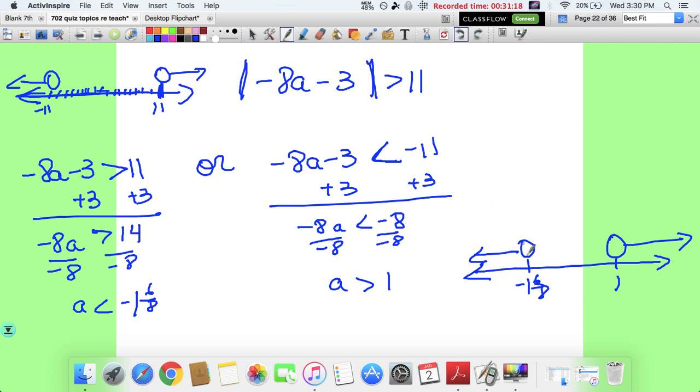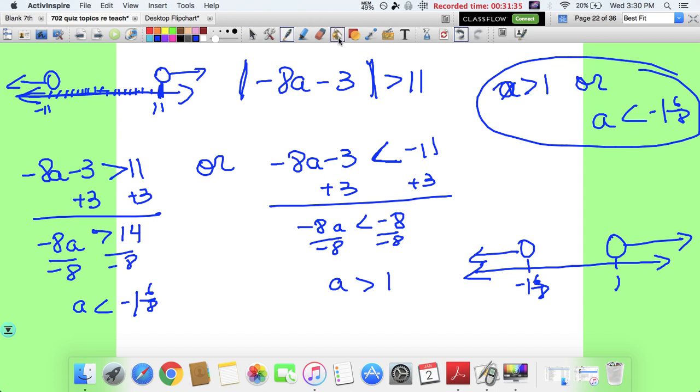Okay, so the answer to this is a has to be greater than 1, or a has to be less than negative 1 and 6/8. That's my answer.